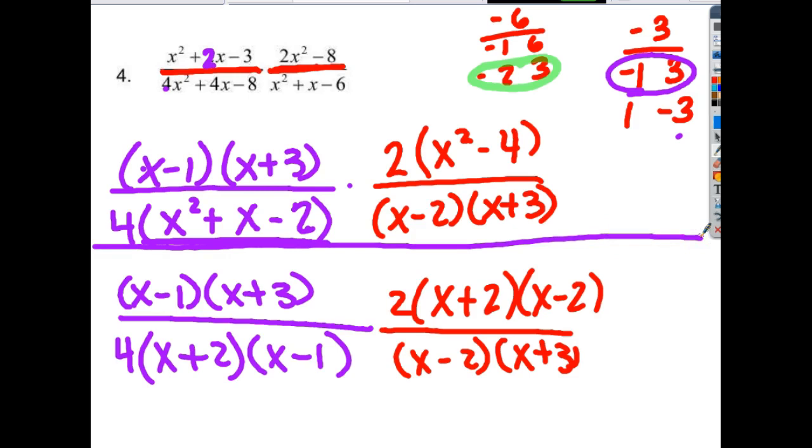I didn't do my excluded values. Let's go ahead and do that. X cannot equal negative 2. Right here, X cannot equal positive 1. X can't equal positive 2.